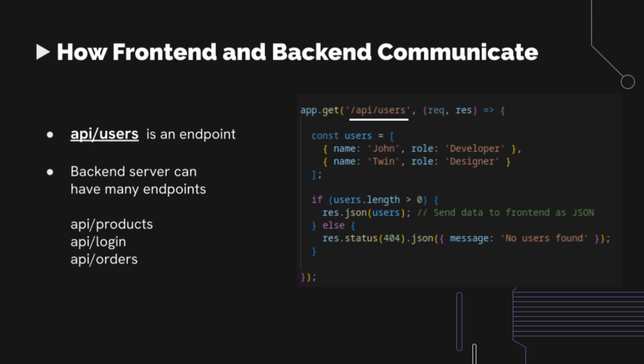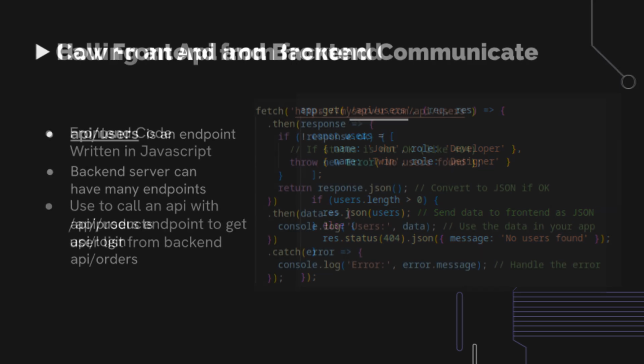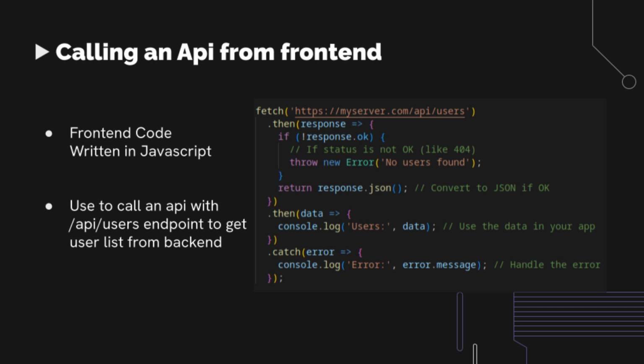Now let's see how to call an API with a specific endpoint from our front end code. This is a piece of JavaScript code that runs in the browser on our front end. It calls the API with the API/users endpoint on the backend server when the user makes a request. The response can give us a list of users returned from the backend API, which we can then display in our application. Or if something goes wrong, the API will send back an error message instead.